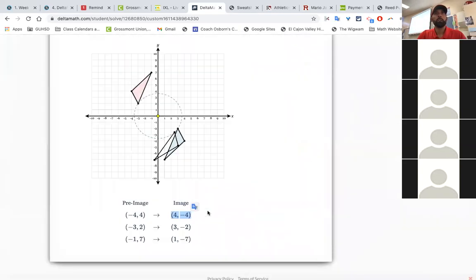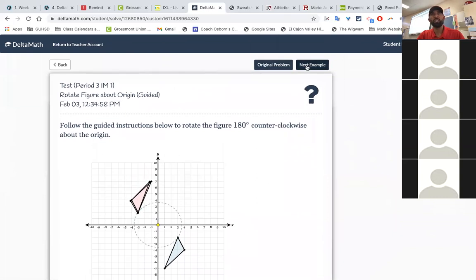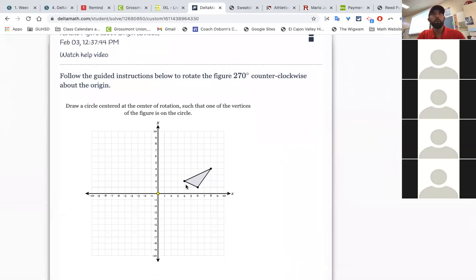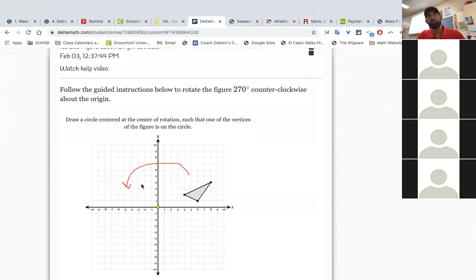All right. Now let's look at a different example, because if it's not that, like this, 270 degrees. Well, where would that go? Well, 90 degrees would go from here to there. 180 degrees would go from here to there. Because this is quadrant 1. This is 2. This is 3. And this is 4.